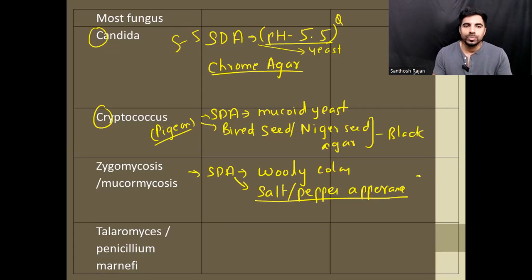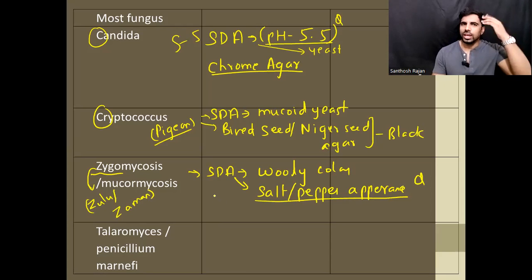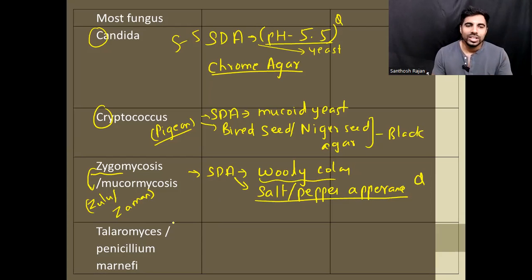Zygo, you remember any friends nowadays, Zylo, Zaman, any friend you remember. I have friends like that, and of course, they have started getting salt and pepper hair. So I remember very easily: zygomycosis, mucormycosis, salt and pepper appearance, okay? And that's it. Now the last one, Talaromyces or Penicillium.